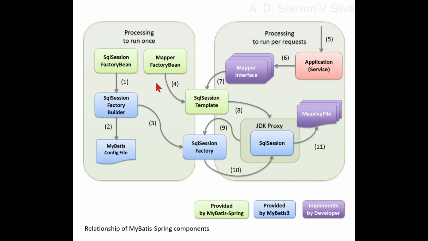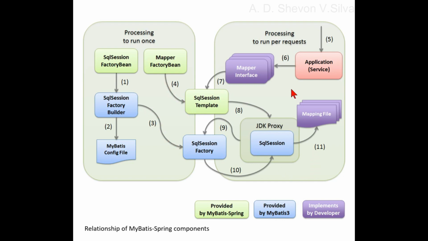Here you can see SQL session factory bean, SQL session factory builder, MyBatis config file, and mapper interfaces are basically processing to run once. SQL session factory bean is connected to SQL session factory builder. SQL session factory builder is connected to the MyBatis config file. SQL session factory builder is connected to the session factory, and 4, mapper factory bean is connected to SQL session templates.